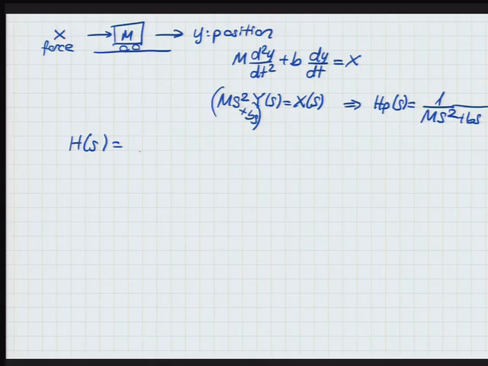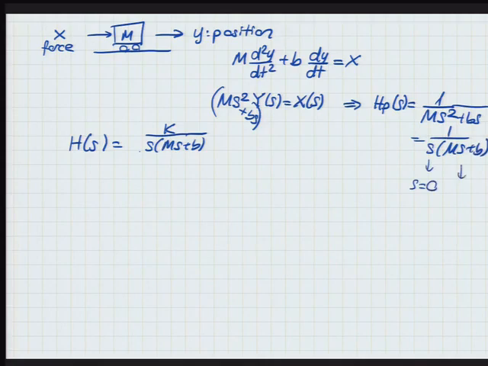So k over s times ms plus b. So I'm basically rewriting this in this form, s times ms plus b. So you can immediately tell me where the open loop poles are. One is at s equal to 0. The other is at s equals negative b over m. Yes? Okay. So what happens in closed loop?